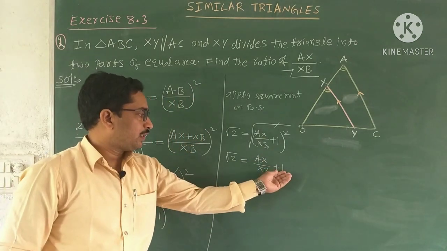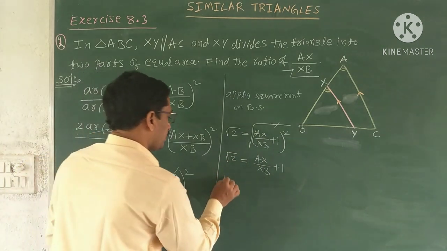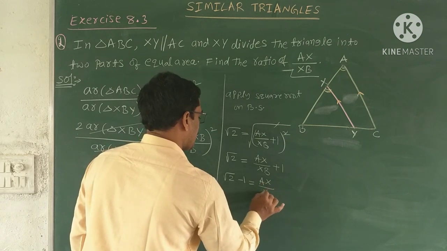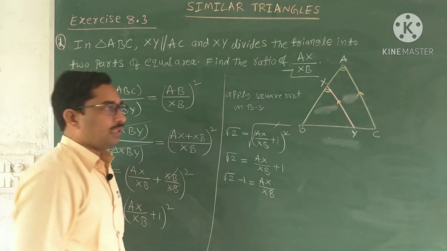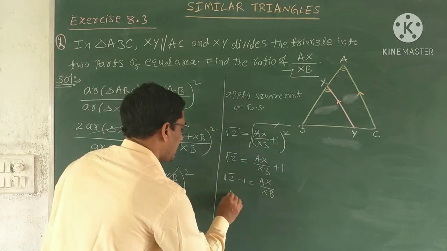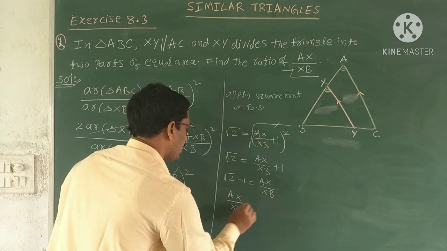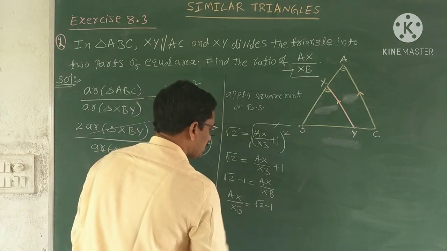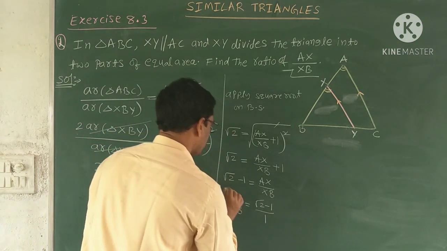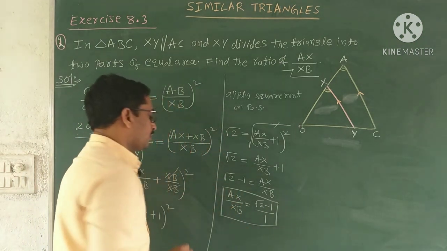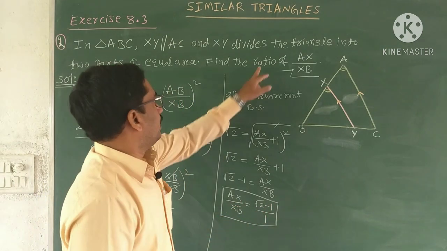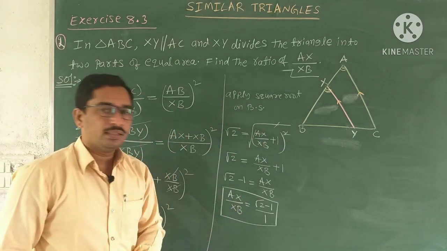Now bring the plus 1 to the left side, it becomes minus 1. Root 2 minus 1 equals AX by XB. Writing the value of AX by XB, interchanging the terms, AX by XB equals root 2 minus 1, or we can write it as root 2 minus 1 by 1, because we want to find the ratio. So AX by XB equals root 2 minus 1 by 1. Now this is the ratio of the sides AX by XB.